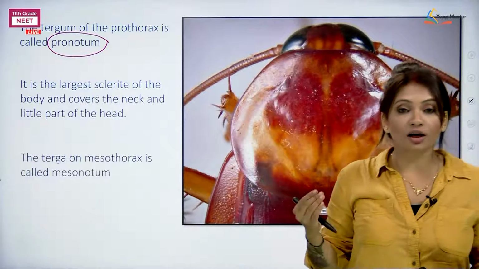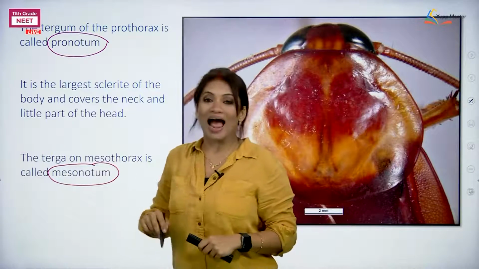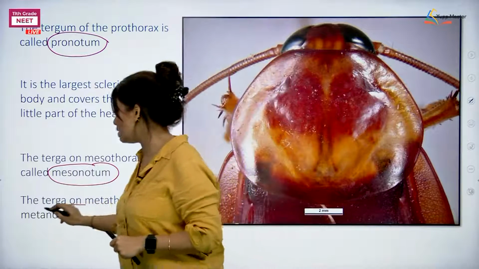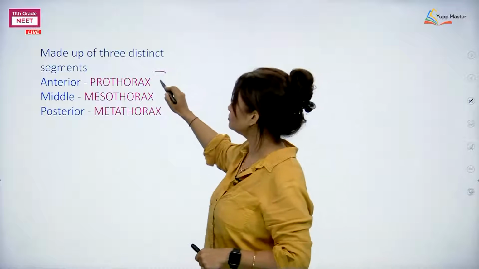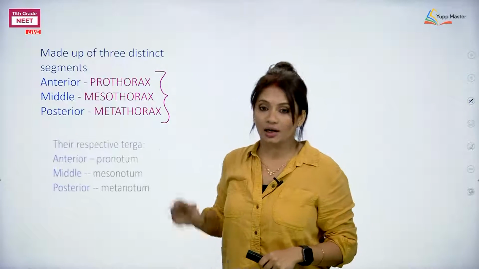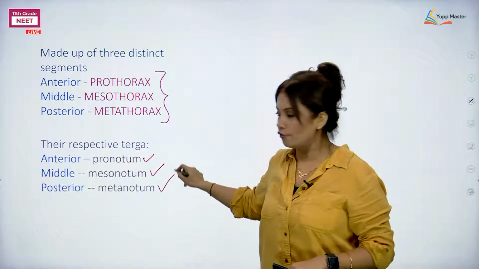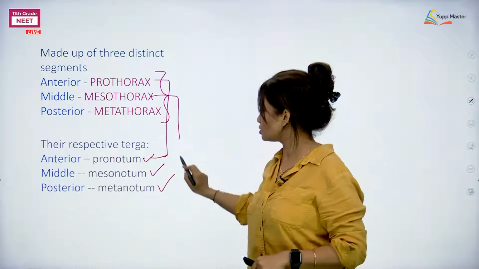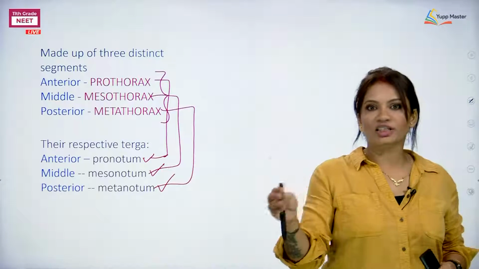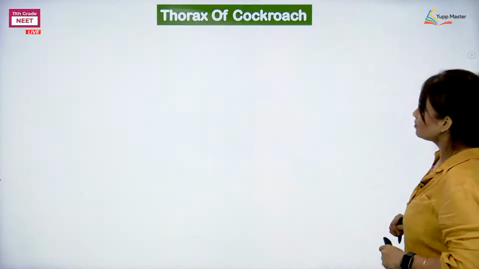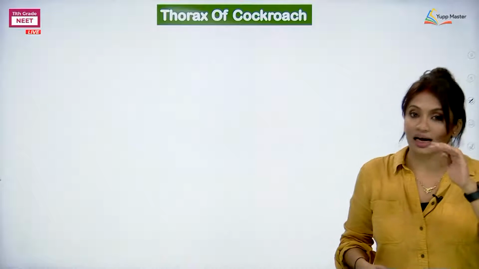Then there will also be a covering of the mesothorax and metathorax. The terga on the mesothorax is called the mesonotum, and the terga on the metathorax is going to be called the metanotum. So you have those three names. The three segments of the thorax are pro, meso, meta, and their respective terga are given: the pronotum, the mesonotum, and the metanotum. These are just the names of the chitin which is present on the dorsal region. So that was all about the segments of the cockroach in the thorax region, and the names of their chitinous exoskeleton.